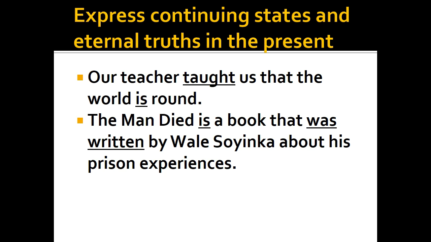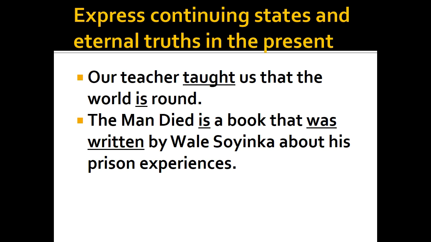Another thing is that you express continuing states and eternal truth in the present. So in doing this, I have some examples here so that you will understand much better. Our teacher taught us that the world is round. The Man Died is a book that was written by Wole Soyinka about his prison experiences. So when you look at these two sentences, the underlined words, I want you to focus your attention on them. Remember, I say express continuing state and eternal truth in the present.